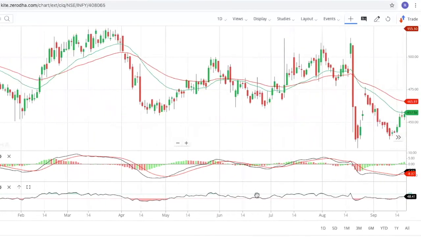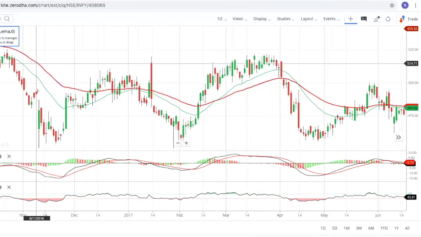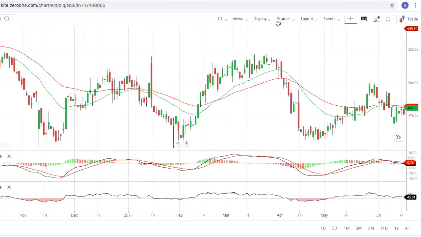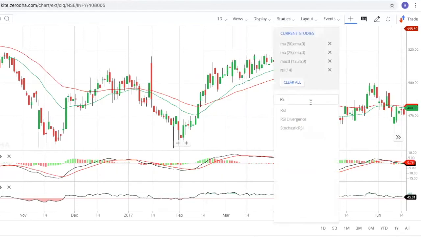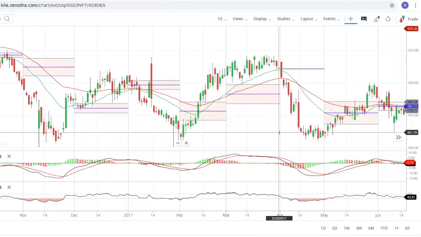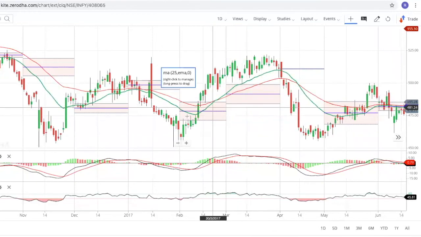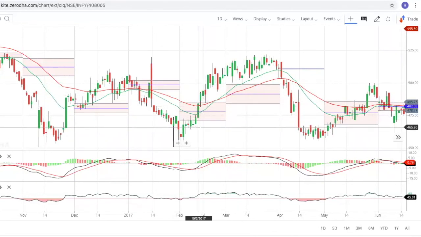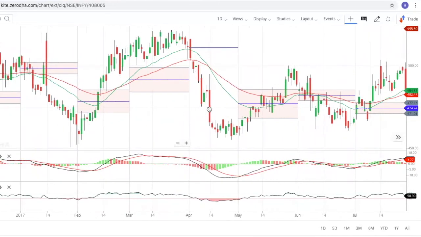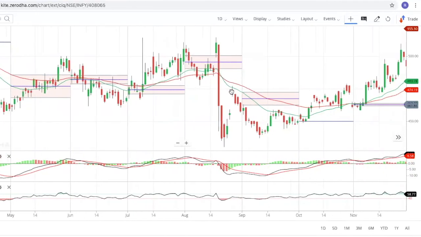Now we have the moving average, the MACD, and the RSI. The last indicator which we'll use is the central pivot zone range. This is the central pivot range. Normally we avoid taking trades in the central pivot zone. Here the market is very unpredictable, so we normally avoid taking a trade in this area.